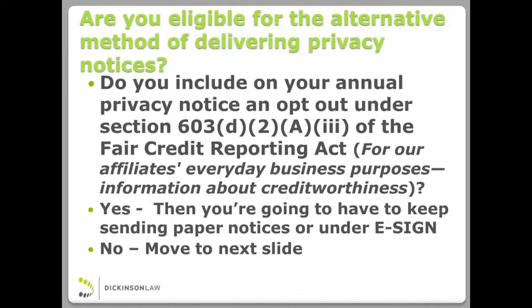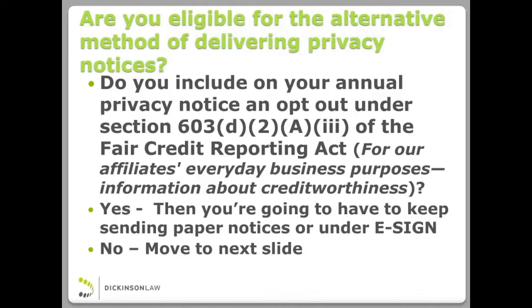So this is where I think it got a little complicated for me anyway. Do you include in your current privacy notice an opt-out under section 603 of the FCRA? So what's that section? That's the one on the model that says, for our affiliates' everyday business purposes, information about creditworthiness. So you have 3 items in the privacy notice potentially where you're sharing with an affiliate. One is for transactions. One is you're sharing information about the consumer's creditworthiness.